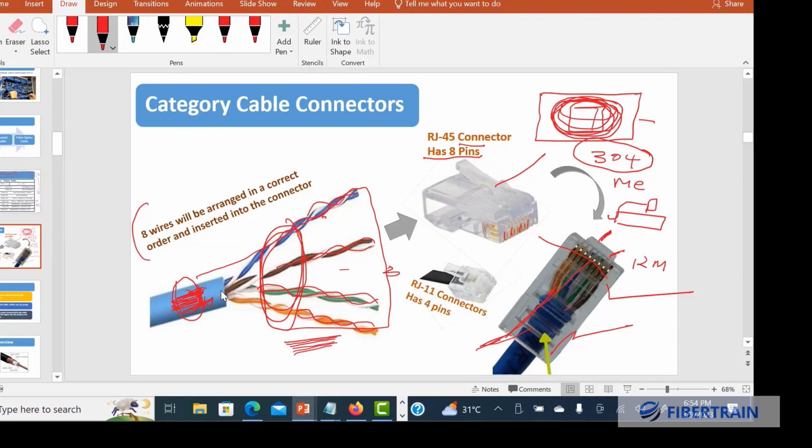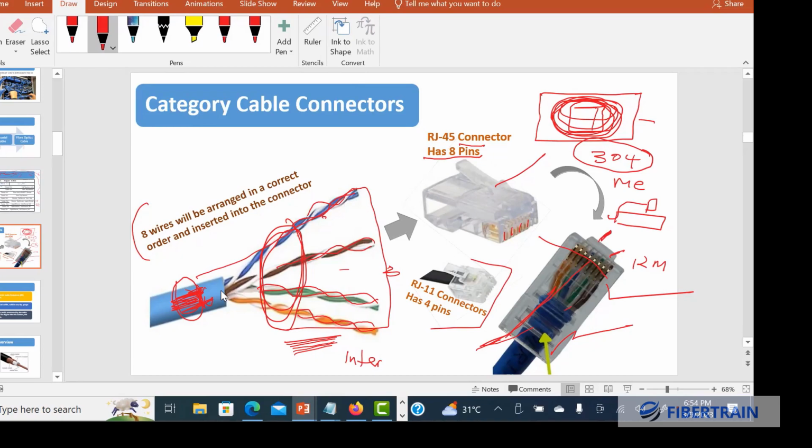There is another connector here, the RJ11 connector, that has 4 pins. I don't want to cover it because this is purely used in intercom. All those landlines, that's where we use the RJ11 connector. So here I'm focusing more on data network, computer network. That's where we use RJ45. RJ11 is purely for telephone lines.